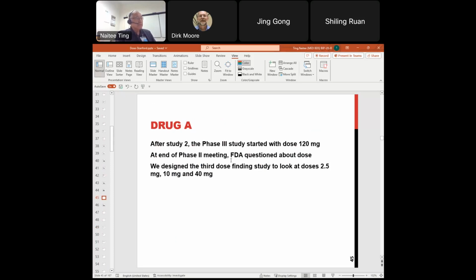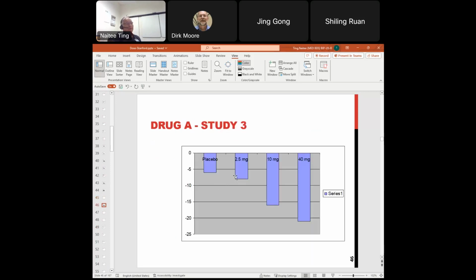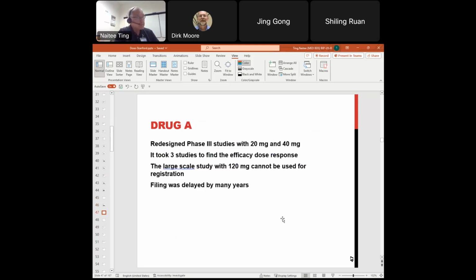In the phase 2 meeting, FDA questioned the dose, and we designed a third dose finding study looking at 2.5, 10, and 40. So the efficacy range is around 20 to 40. The consequence was that we had to redesign phase 3 studies with 20 and 40 milligrams. It took us 3 studies to find the right dose response. The large scale study at 100 milligrams could not be used for registration, and filing was delayed by many years. It's a very huge consequence.